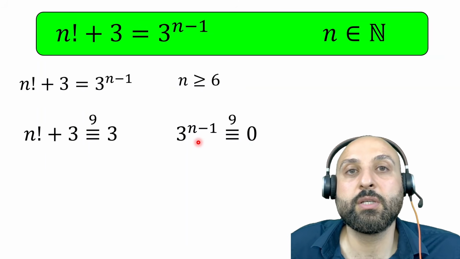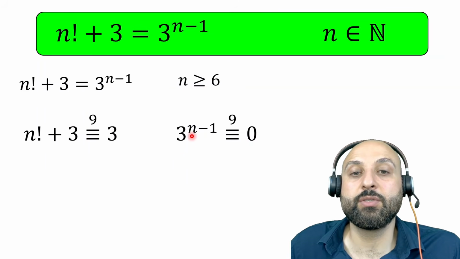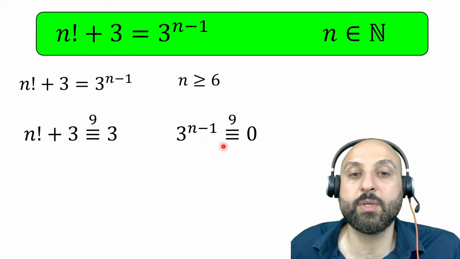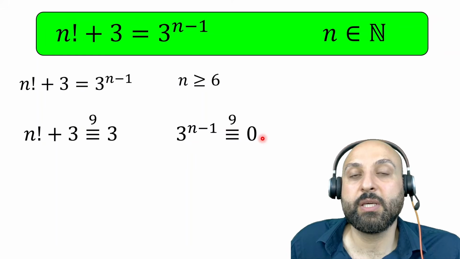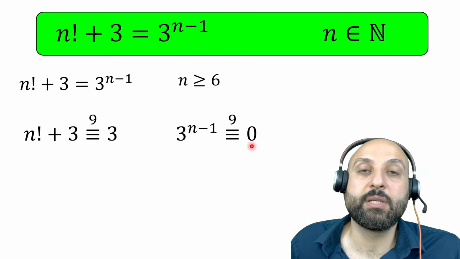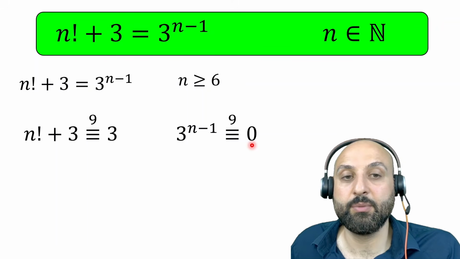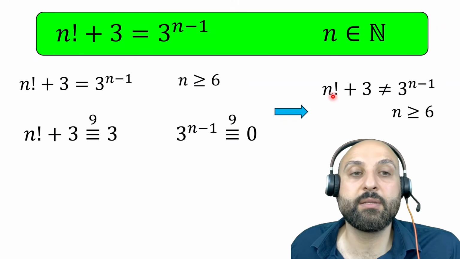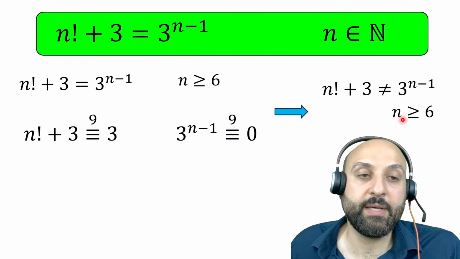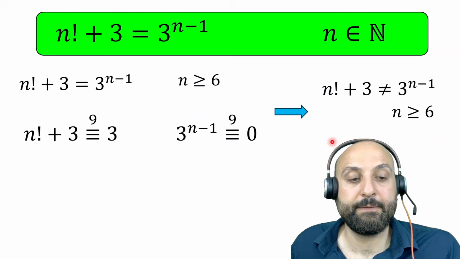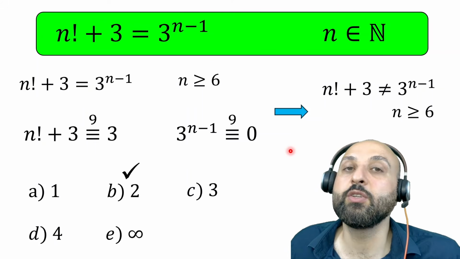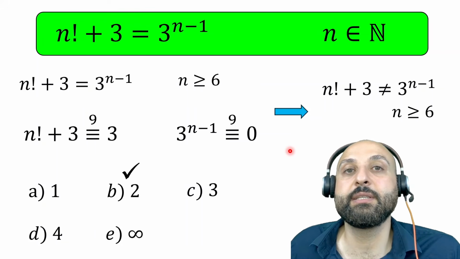And for the right side, because n is equal to or larger than 6, it is 3 power 5 or 3 power a number that is larger than 5, so certainly this one modulo 9 becomes 0. But we can notice that the left side of the equation modulo 9 is 3, the right side modulo 9 is 0. So this obviously cannot happen. Therefore, we can conclude that n factorial plus 3 cannot be equal to 3 power n minus 1 if n is equal to or larger than 6. Therefore, the final solution for this question is option B. Two solutions we have, n equal 3 and n equal 4.